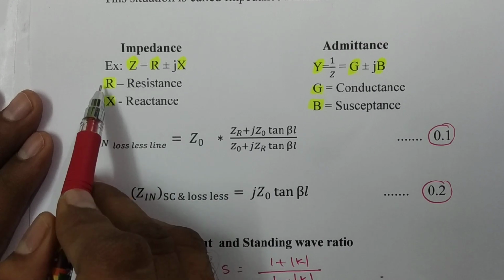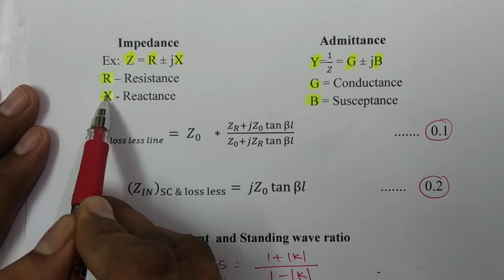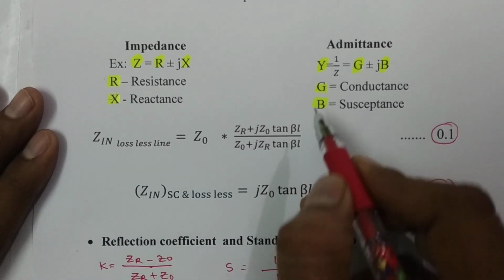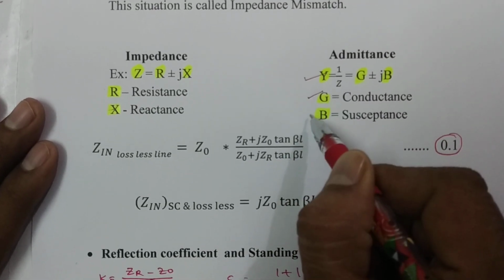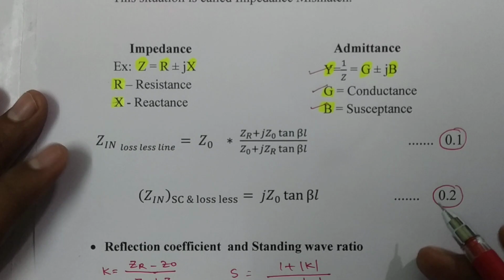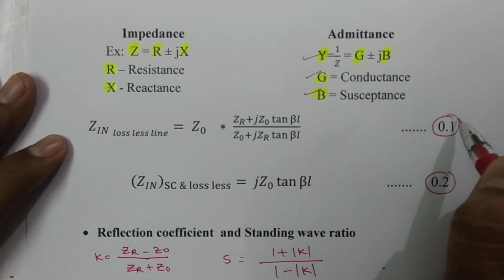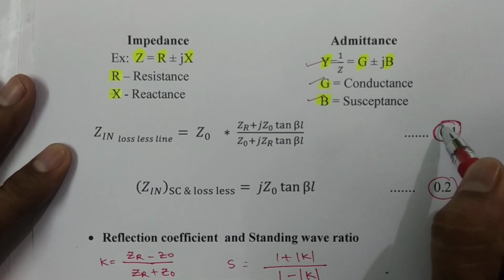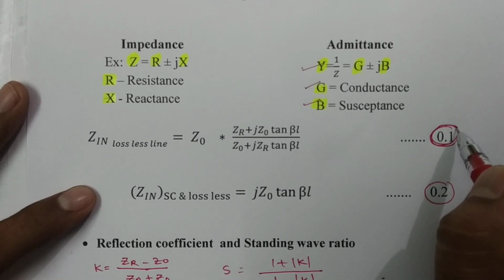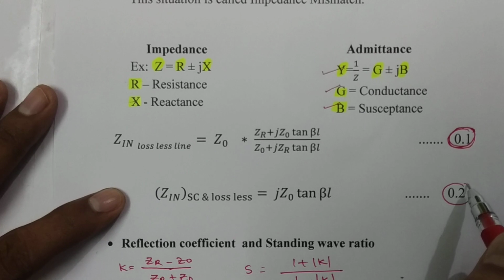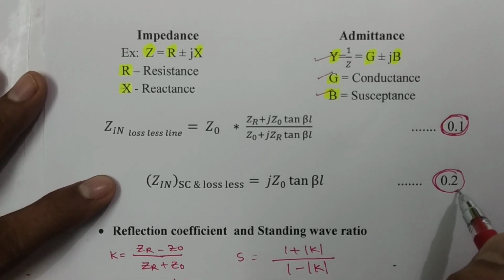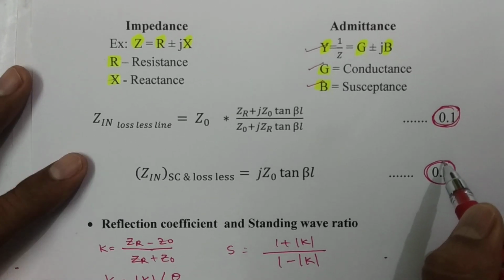Impedance Z in terms of resistance and reactance. Admittance is equal to 1 by Z in terms of conductance and susceptance. The input impedance of a lossless line is given by the formula 0.1, and the input impedance of a short circuited lossless line is given by the formula 0.2.